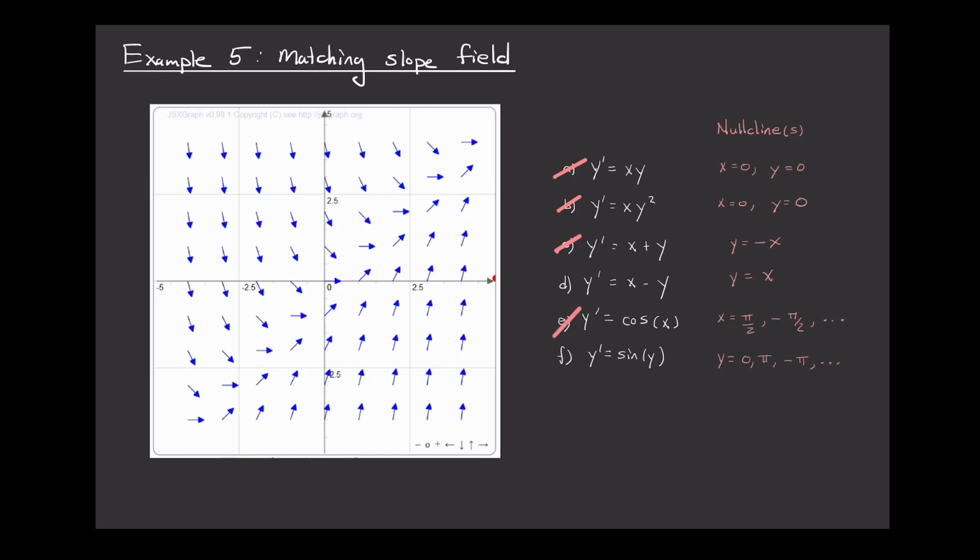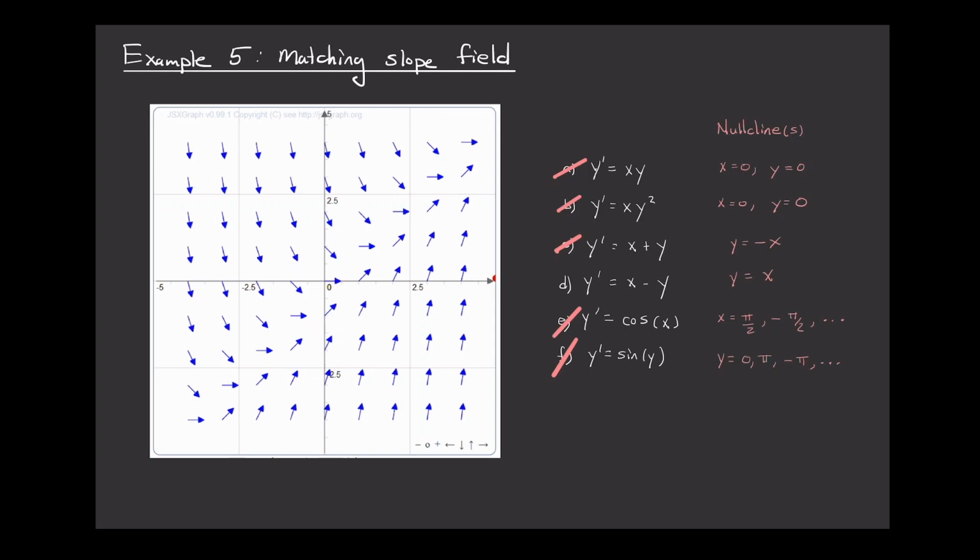In a similar vein, if we look at F, we notice that this does not depend on x at all. That means that as x changes, these slopes should not change. If we consider all of the slopes where y is fixed at 2, for instance, the slope should not change as x changes. However, we have a negative slope here, and then we have a positive slope here. Thus, we can't have that this corresponds to the equation F.